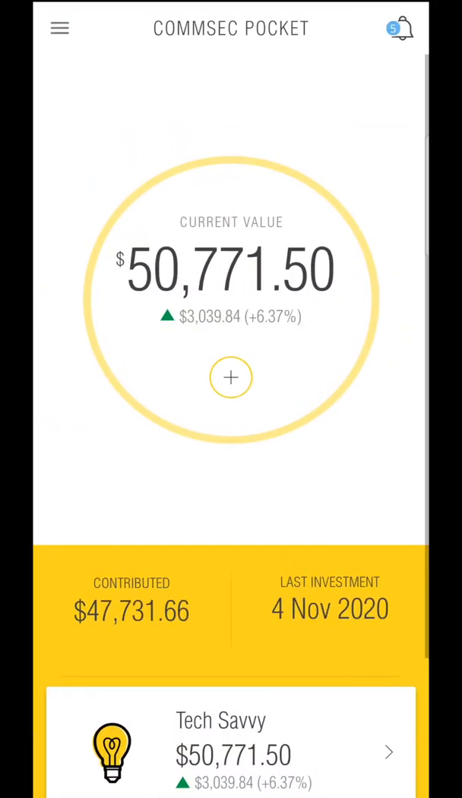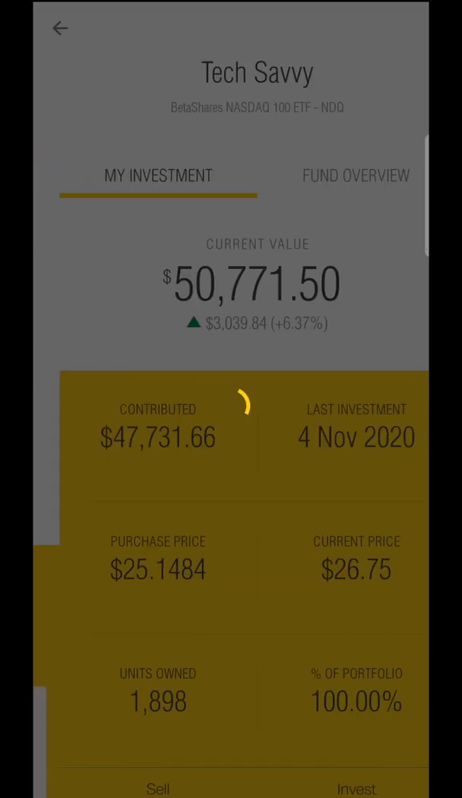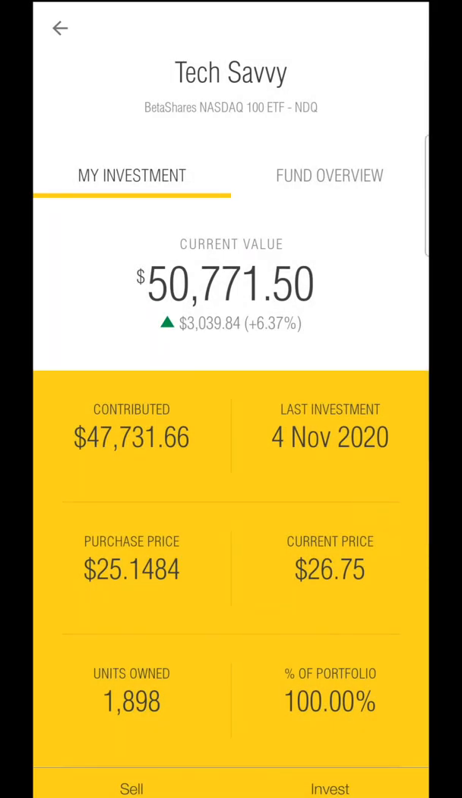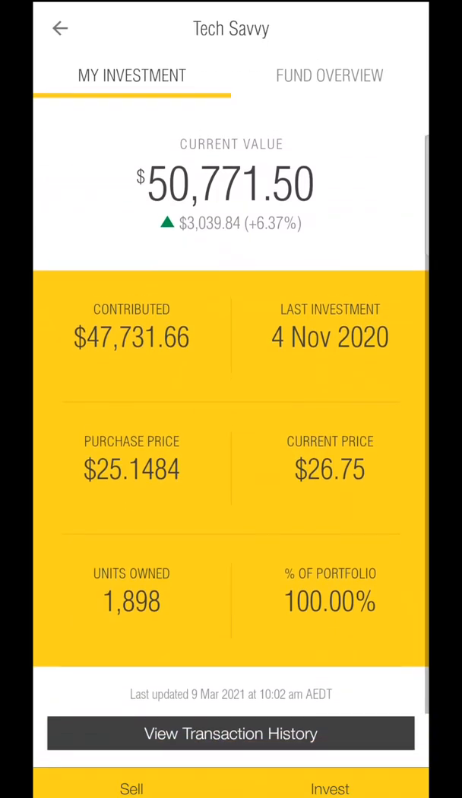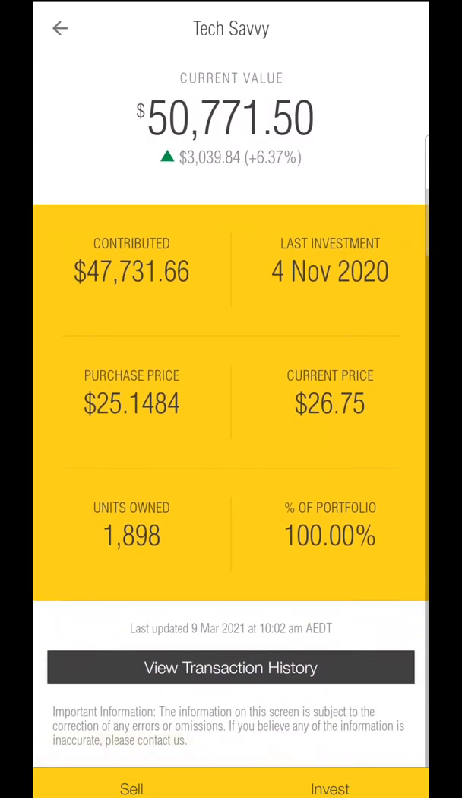Now going back to the home screen, it shows the current value of my portfolio has increased, but you'll notice the value increase in dollar and percentage amount has dropped. That is because my average buy-in price has now increased, which has lowered my overall gains. Now clicking on the Tech Savvy button brings me to my investment page, which you have seen before, with the updated values. Here we can view our transaction history.